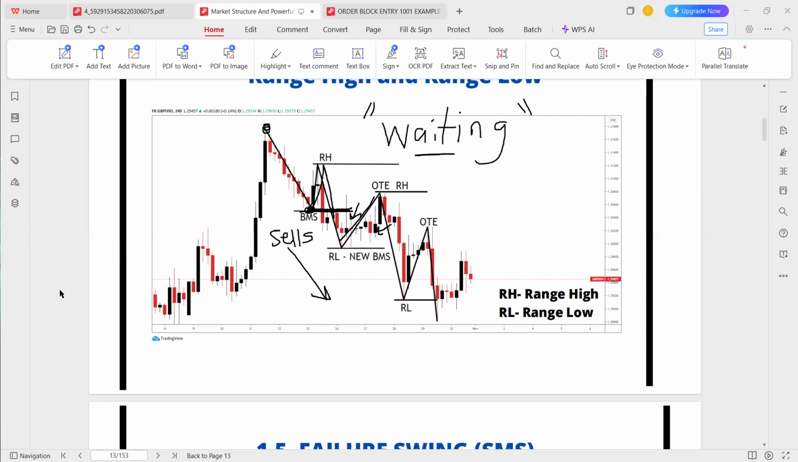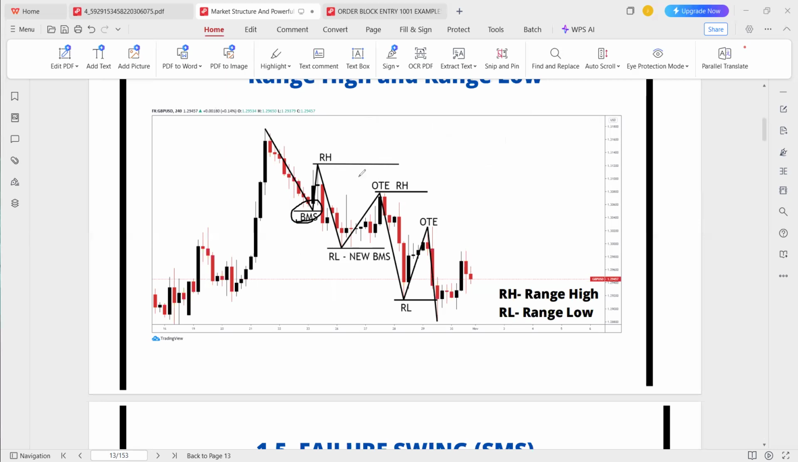So what I would advise you to do is, as soon as you get your break of market structure, patiently wait for a retracement. Then once the price retraces, you get your entry. Here you can see the range high and the range low. Break of structure, price retraces. Once they retrace, they are setting a new range high and a new range low within that trade which you're taking.